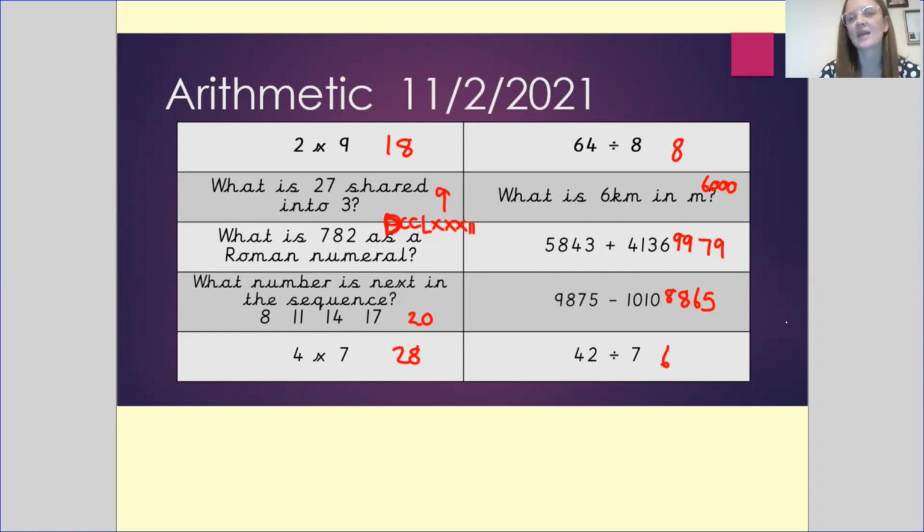4 times 7 is 28. 64 divided by 8 is 8. What is 6 kilometers in meters? It is 6,000, and I have made a mistake there, 6,000 meters. Remember to always put that there. What is 5,843 plus 4,136? Your answer was 9,979. What is 9,875 minus 1,010? Your answer is 8,865. And then the last question, what is 42 divided by 7? It is 6.